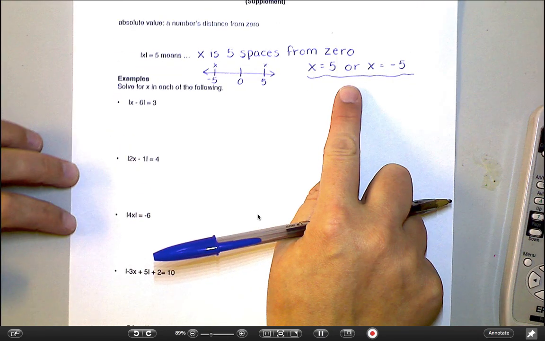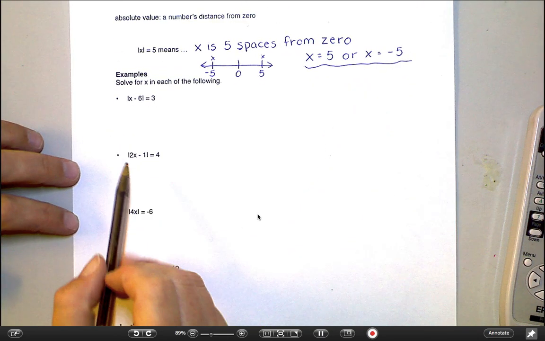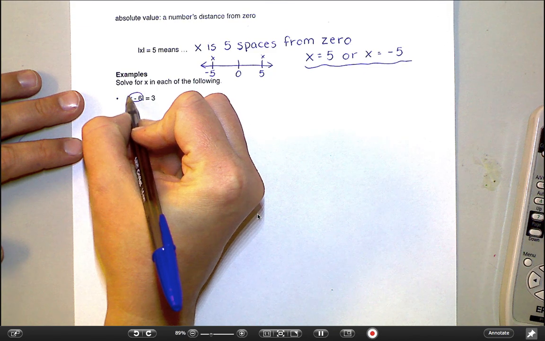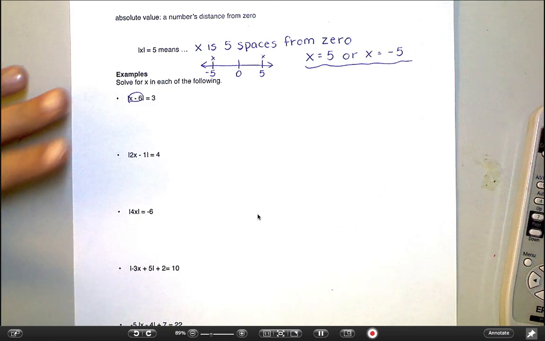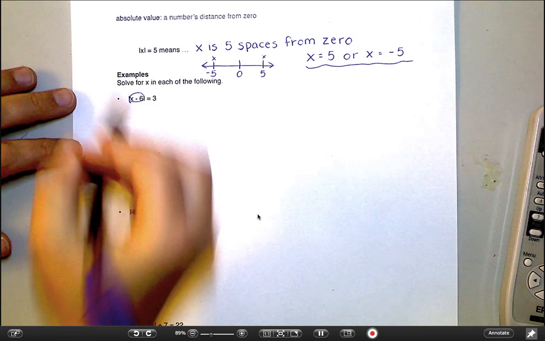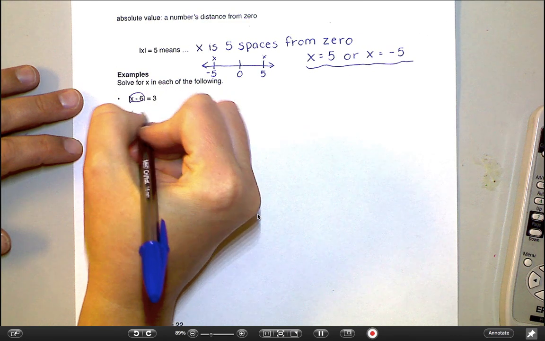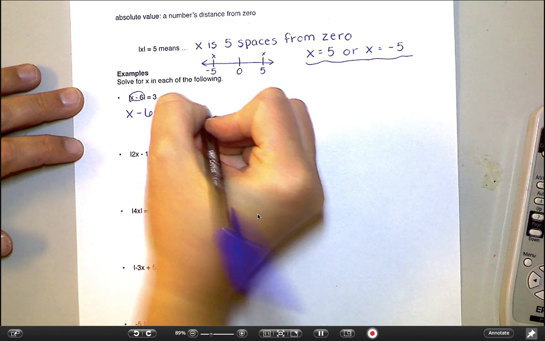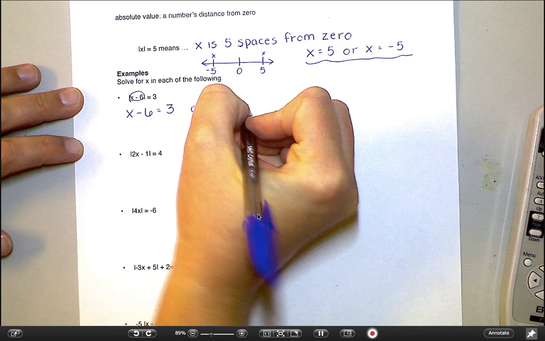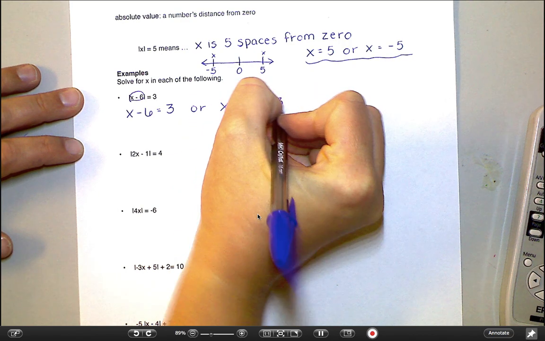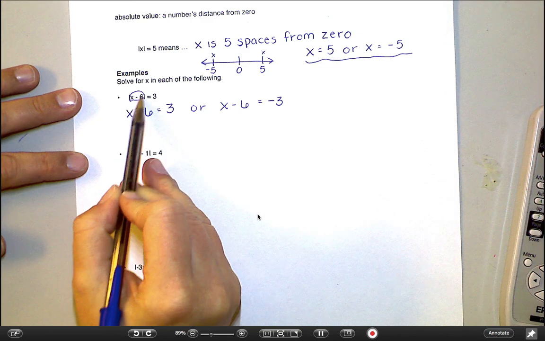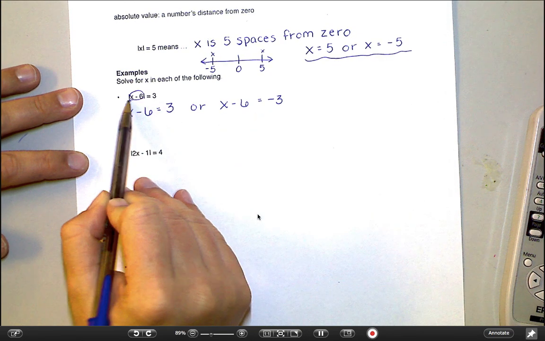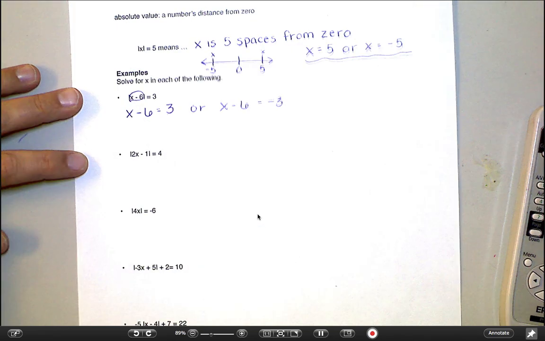So when I look at this first example, absolute value of x minus 6 equals 3, that means that whatever is inside these brackets, this x minus 6, is 3 spaces from 0. So x minus 6 could be equal to positive 3, or x minus 6 could be equal to negative 3. Because we know what that circle represents is either a positive 3 or a negative 3, because both of those things have an absolute value of 3.